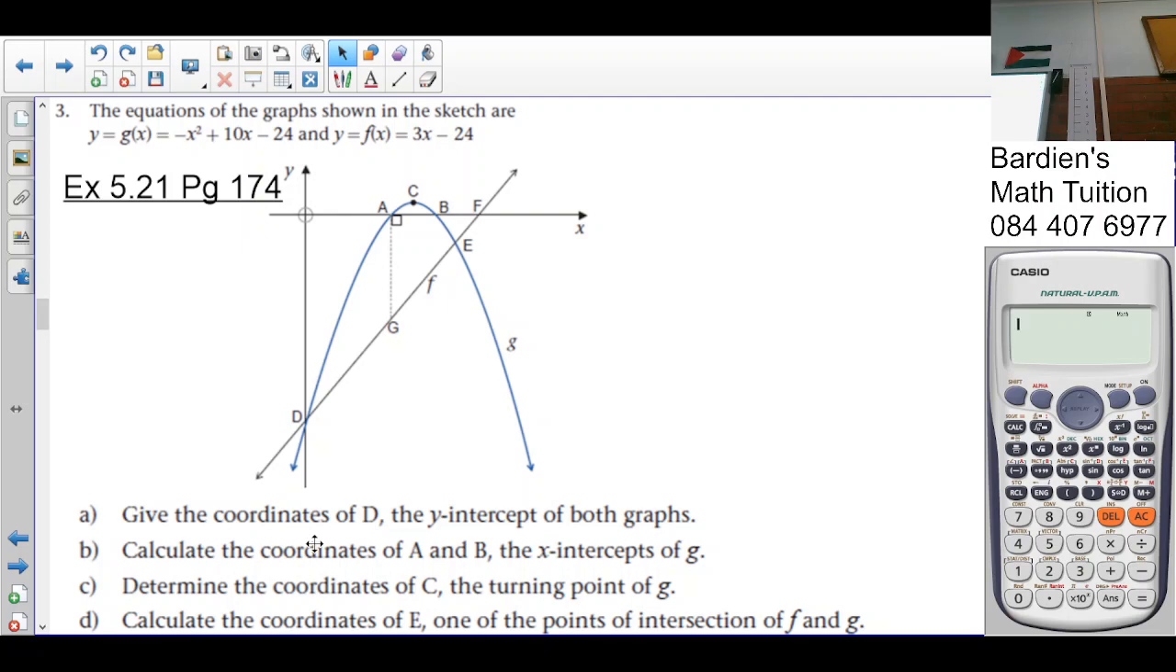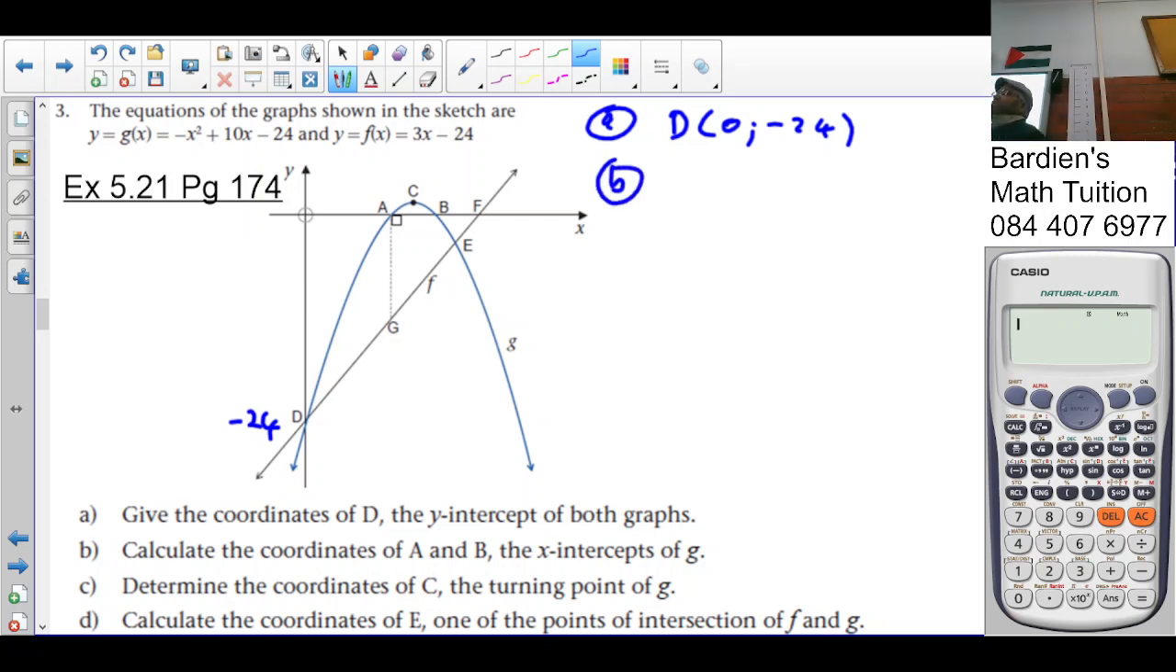The first question, give the coordinates of D, the y-intercept of both graphs. So D is 0 and negative 24. Okay? And that's all you need to write in the exam. You don't have to say y-intercept at x. But if you want to, you may.